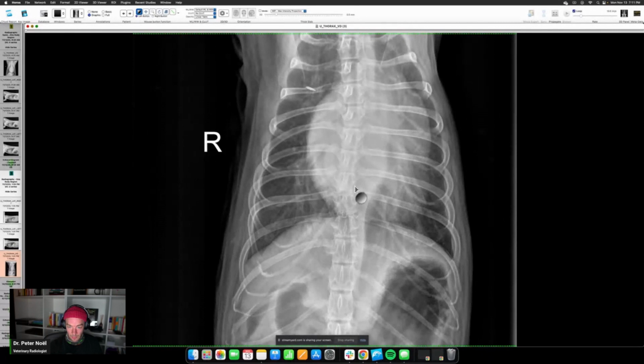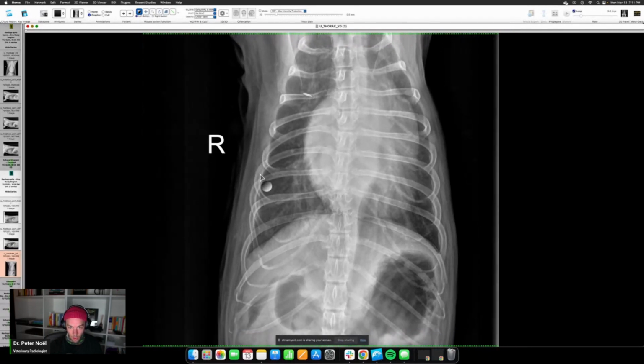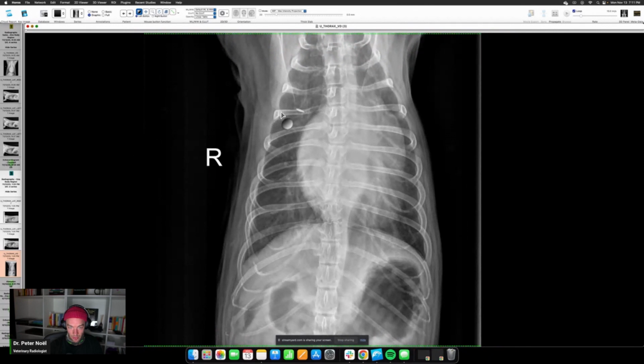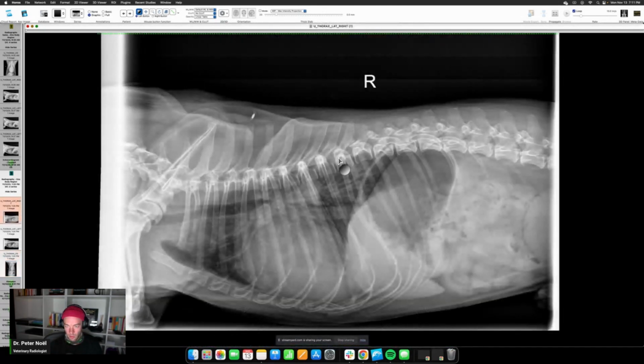I think what I was looking at on this view is right here. You can use sort of internal controls. This little nugget of lung doesn't look as opaque as this nugget of lung, and these sides look asymmetric. Maybe you're going, wow, that's subtle. I don't know if I would do that. DV view, DV view. Lateral view, you go, boy, that looks like something. Is that expiratory? Is that edema? Dog's tachypneic. I got a big heart, probably edema.